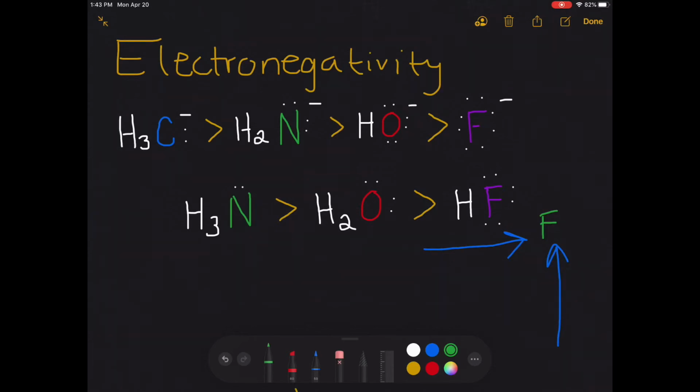Nucleophilicity is the donation of an electron pair. The less electronegative the atom, the less tightly held those electrons will be.